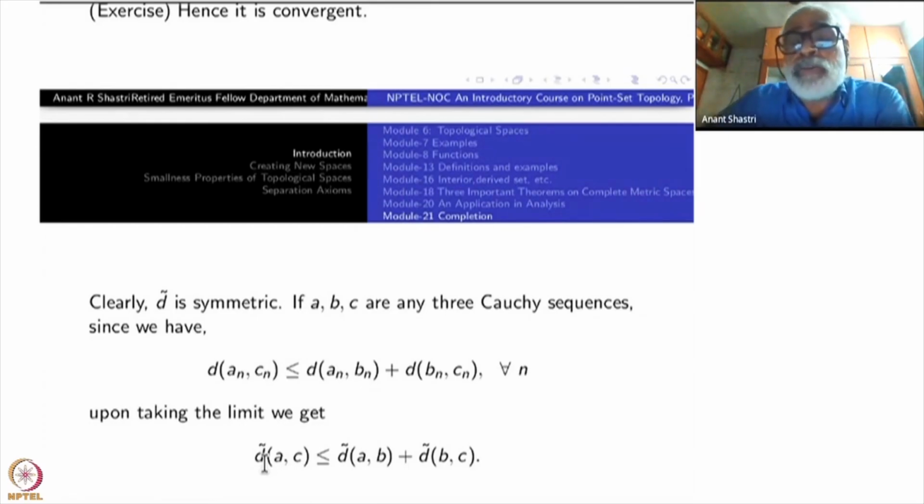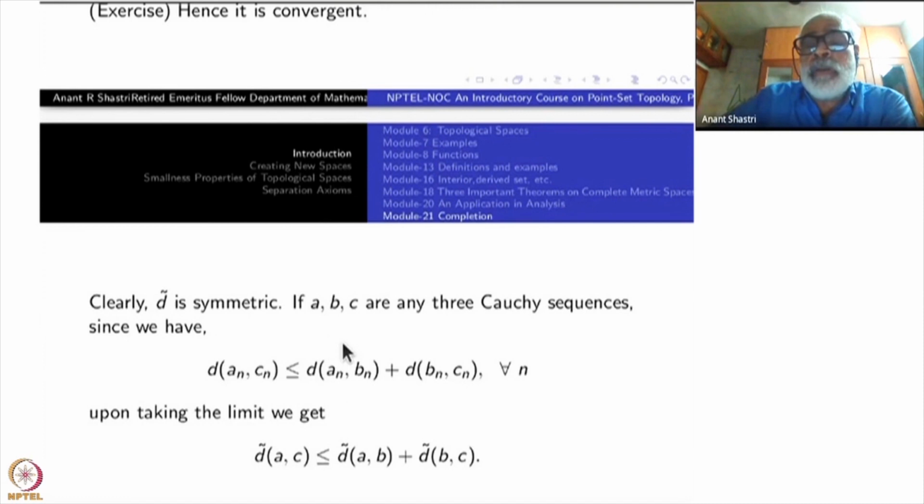Triangle inequality is true. Symmetry is true. It is a non-negative function. The only thing is, why would d of (A, B) equal to 0 imply A equal to B? That is obviously not true. You can take just one of the elements and change it. The same sequence will have the same limit. If you change the first element, the limit will be the same thing. So this is not true at all.